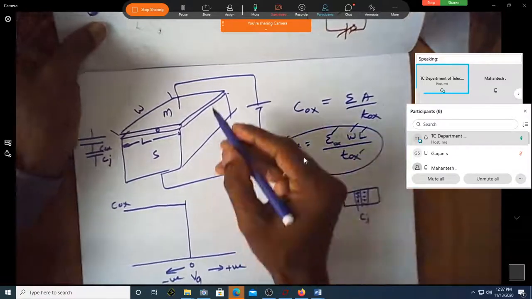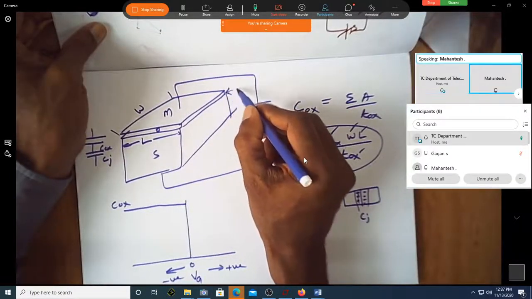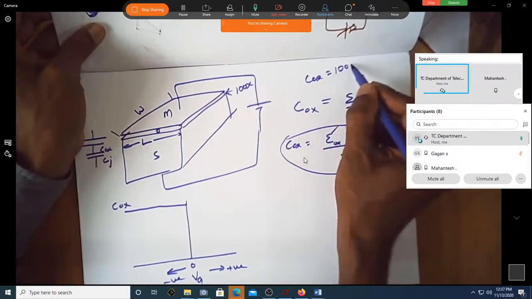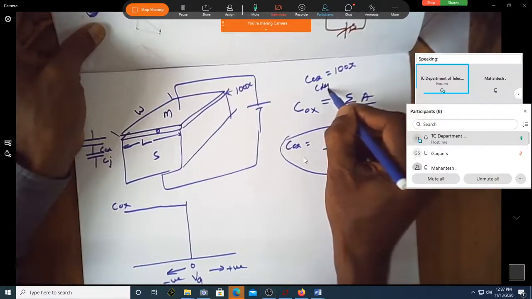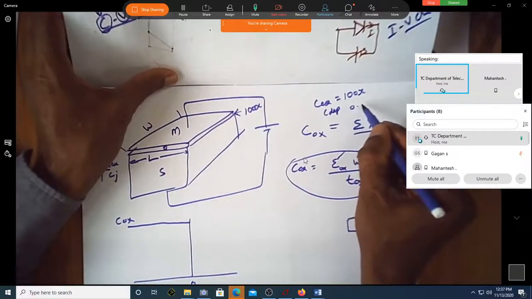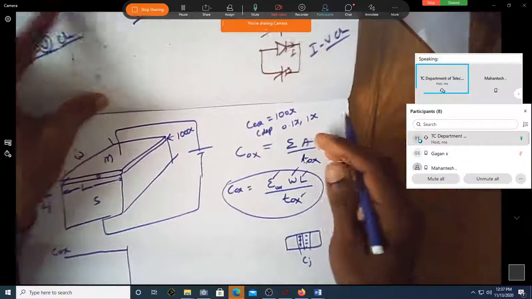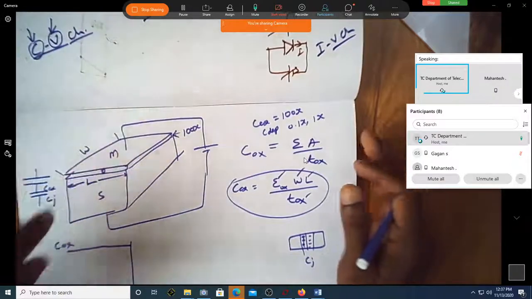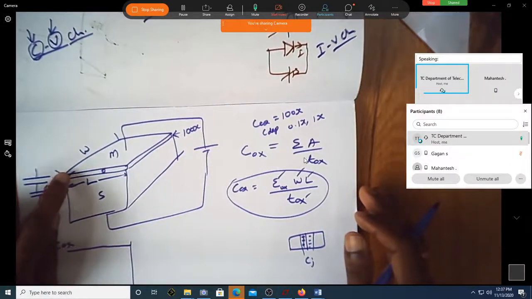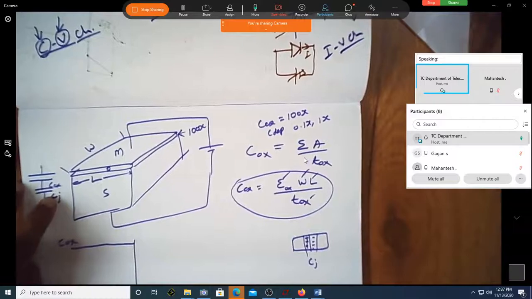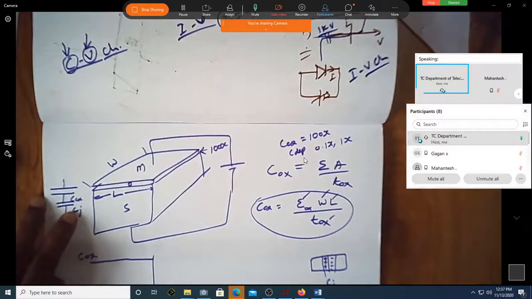Compared to this, suppose COX is something like 100x. The C depletion, which is a junction capacitance, may be something like 0.1x or maybe 1x. It's almost 100 times lesser, maybe 1000 times lesser. What I'm trying to say is, if the oxide capacitance is in terms of nanofarad, the junction capacitance will be in terms of femtofarad. There is an order of 3 difference.